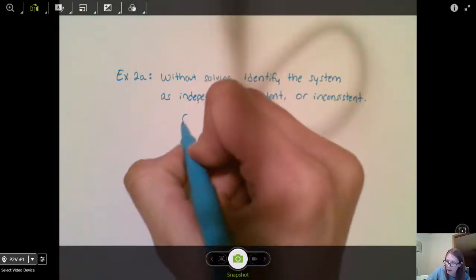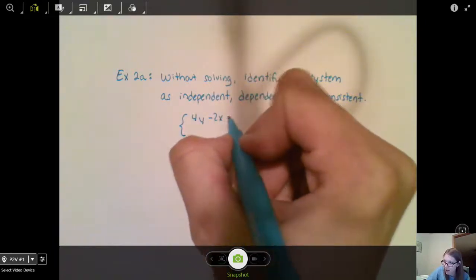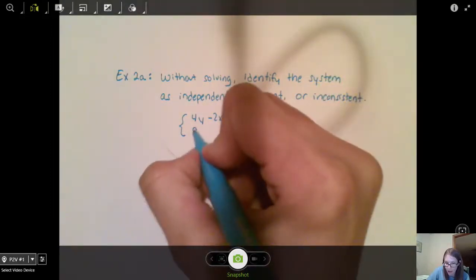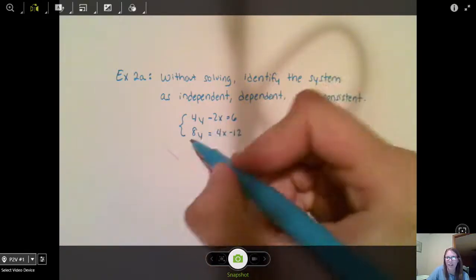And here is my system. 4y minus 2x equals 6. 8y equals 4x minus 12.